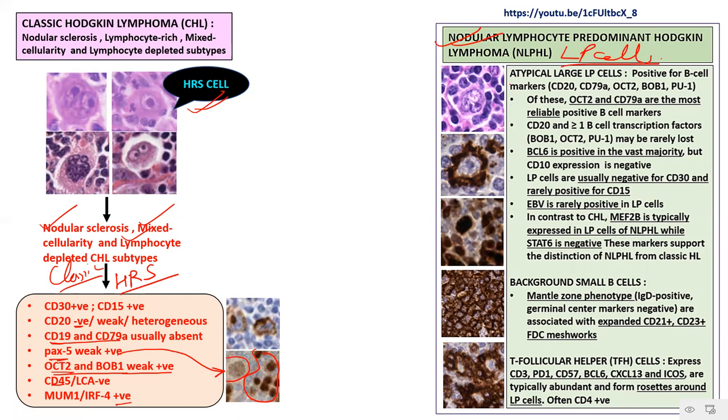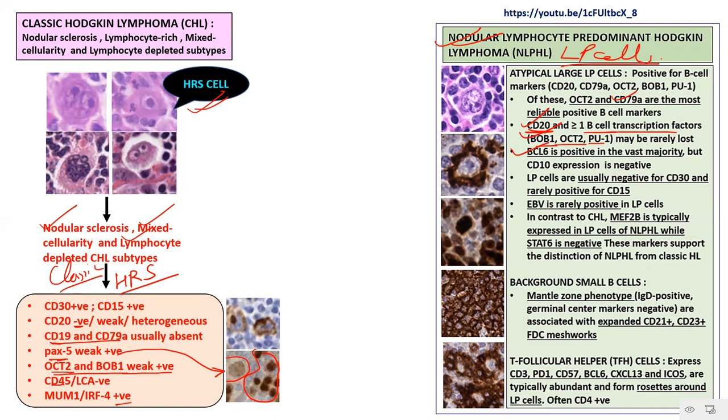These atypical large cells, as we know, are called popcorn cells, with a lobated nuclear configuration and a vesicular nucleus, with an appreciable but not very gigantic nucleolus like you see in the case of the Hodgkin-Reed-Sternberg cell. These are characteristically immunophenotypically normal B cells, meaning that they will express positivity for CD20 along with at least one of the B cell transcription factors like BOB1, OCT2, PU1. So CD79A, CD19, CD20 will be most of the time expressed in these LP cells, and so will the nuclear transcription factors. BCL6 will be positive in the vast majority.